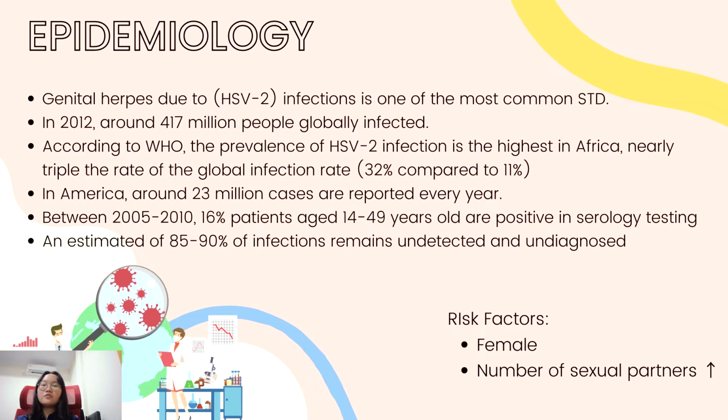Between 2005 and 2010, 16% of patients aged 14 to 49 years old were positive in serology testing for HSV-2. The presence of HSV-2 antibodies is often related to the sexual activity of each individual. Females are found more often to be infected, with increasing prevalence as the number of sexual partners increases. An estimate of 85 to 90% of infections remain undetected and undiagnosed.